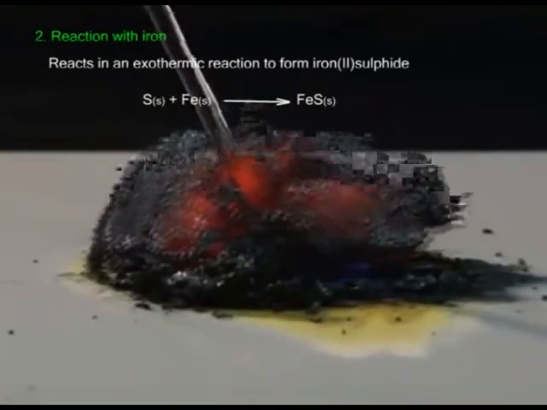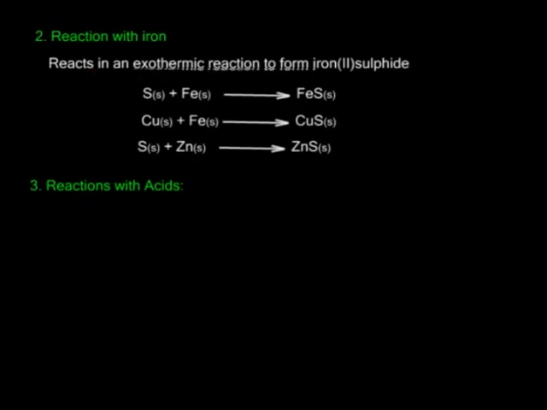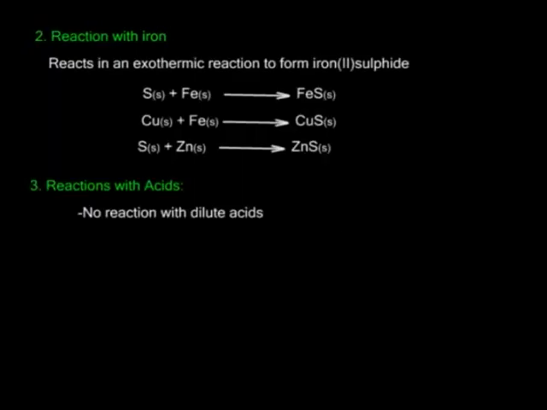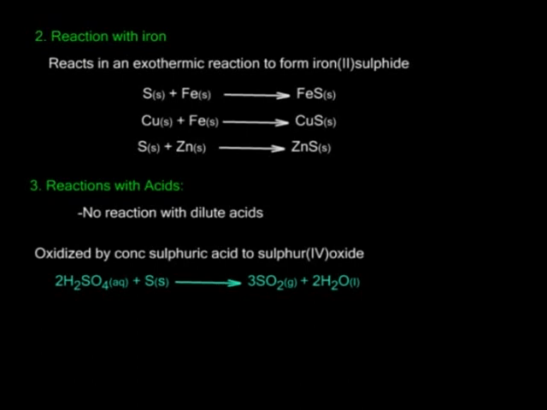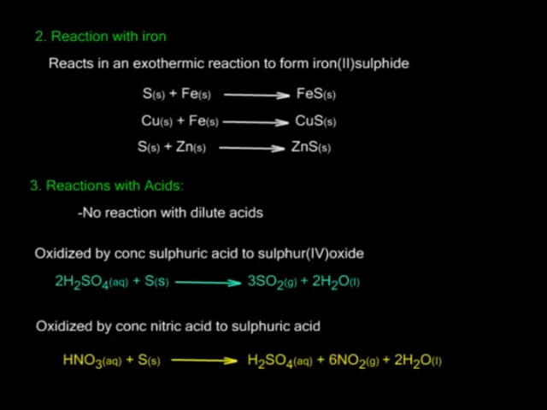Other metals like zinc and copper also react, forming metal sulfides. Sulfur does not react with dilute acids. However, concentrated sulfuric acid oxidizes sulfur to sulfur 4 oxide. Again, concentrated nitric acid oxidizes sulfur to sulfuric acid and is itself reduced to nitrogen 4 oxide.